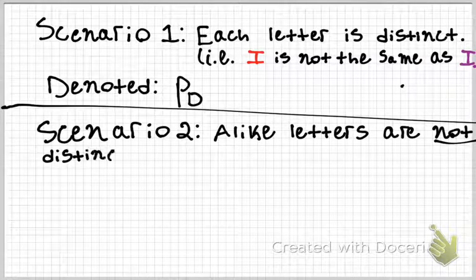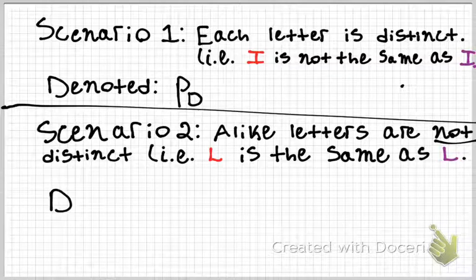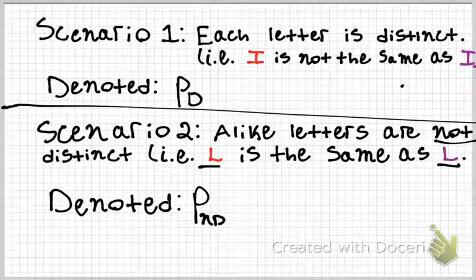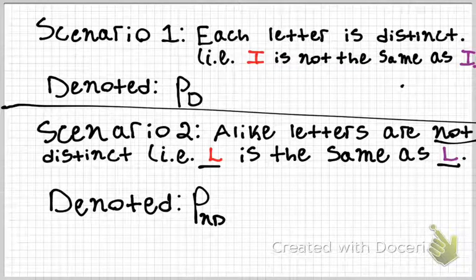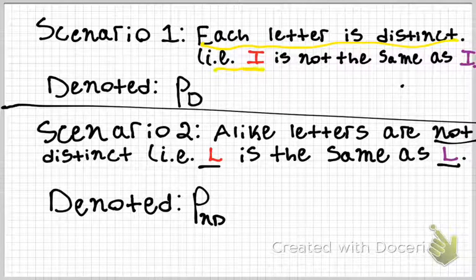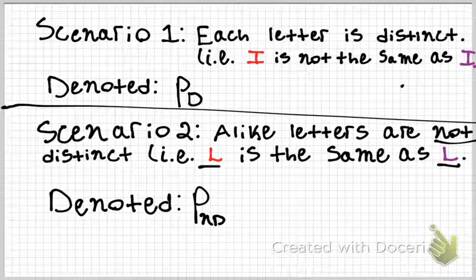Here, I'll finish laying everything out before I give the explanation. Okay. So in scenario 1, focus your attention up here at scenario 1. In scenario 1, each letter is distinct. That means we consider red I to be different from purple I, and red L to be different from purple L, and green L to be different from the other 2 L's.